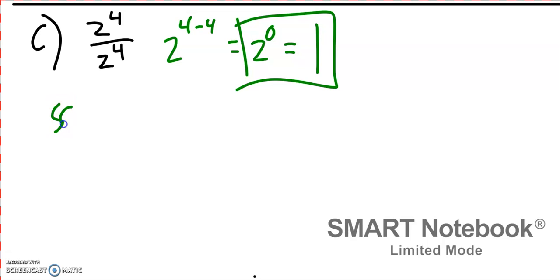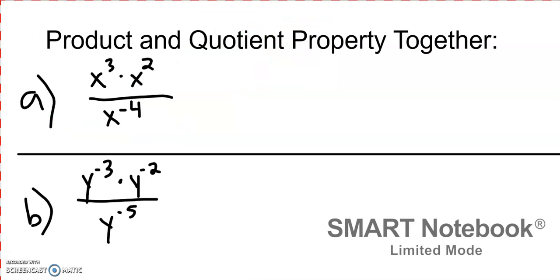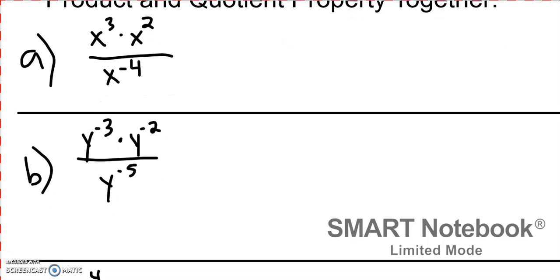You also can just look at it and say, oh, these are the same terms, so anything divided by itself is 1. Great job. And lastly, let's look at the two properties put together through three examples.